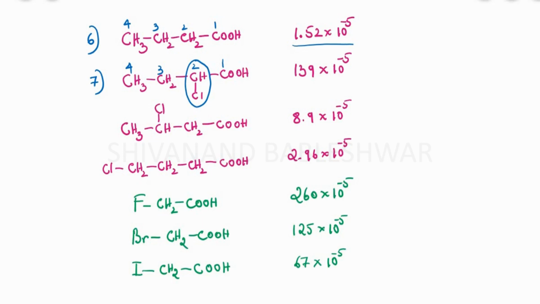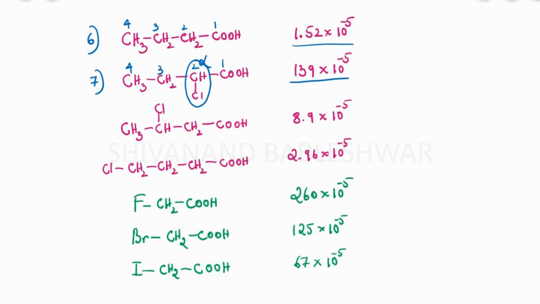Since one halogen atom is present on the second carbon, or we can call that carbon alpha also, it is also called alpha chlorobutanoic acid. Since the halogen atom is going to withdraw the electrons, it increases acidic strength, so therefore the Ka value becomes 139 into 10 to the power of minus 5.